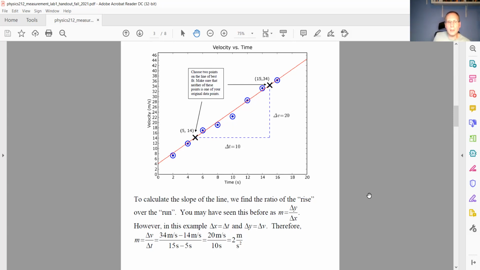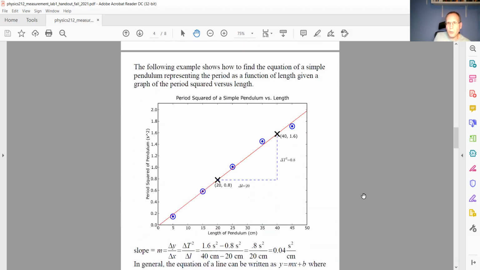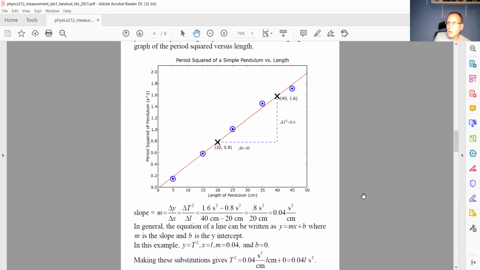Okay, on the next page, this is going to be really important for the lab sections that are going to look at the relationship of the period of a pendulum versus the length of a pendulum, right? So this is basically Physics 207 and 212 will definitely be doing this part of the lab. 206 is not responsible for this. So if you're in Physics 206, you don't have to worry about this particular part.